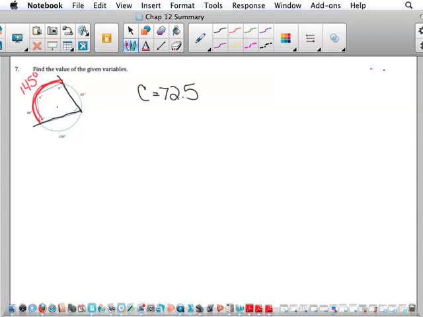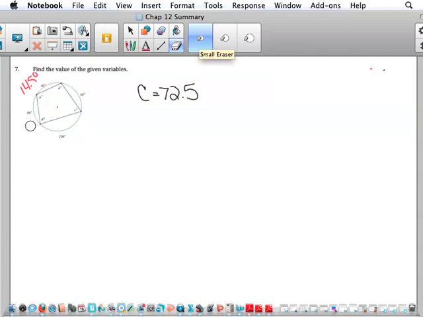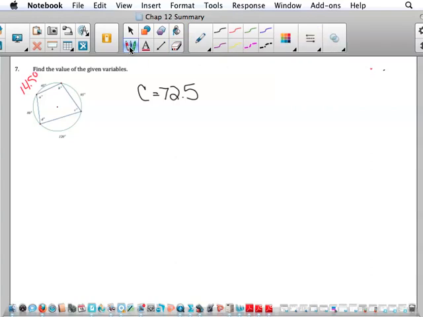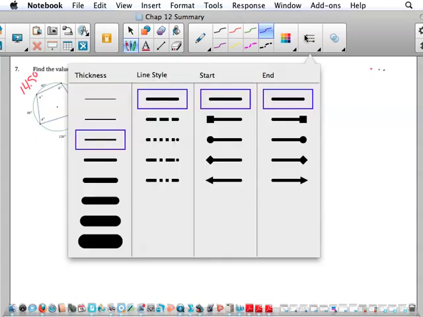or C is equal to 72.5. Another thing you know is if you have a quadrilateral inscribed in a circle, then opposite angles are supplementary. So if A and C are supplementary, that means if I take 180 minus 72.5, I will find angle A, which is 107.5 degrees. Then I need to go and find either B or D.